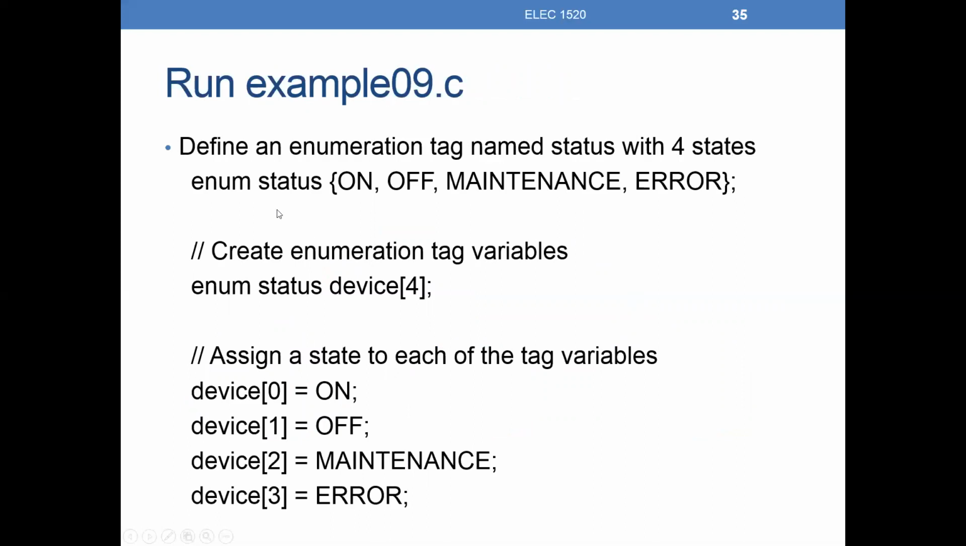That example is going to define this enum status: on, off, maintenance, error. And then I'm going to create an array of those. So not only can I create a single variable or identifier, I can create an array of those. Then to each one in that array, I'm going to assign a state, and we're simply going to print out the state.